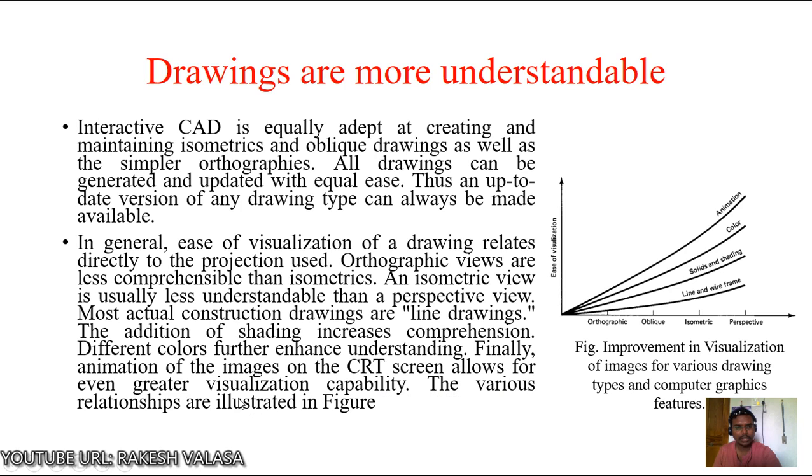The various relationships are illustrated in this figure. You can see here the one common man can easily understand when that object is having a 3D model with animation mode. You can see here animation we can understand very easily than shading or color mode. This shading or color mode is more than solid and shading. The solids and shading more understandable than line and wireframe. Finally, a common man very easily understands animation figure than line and wireframe.